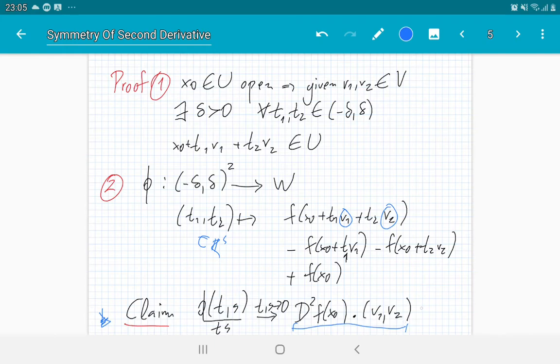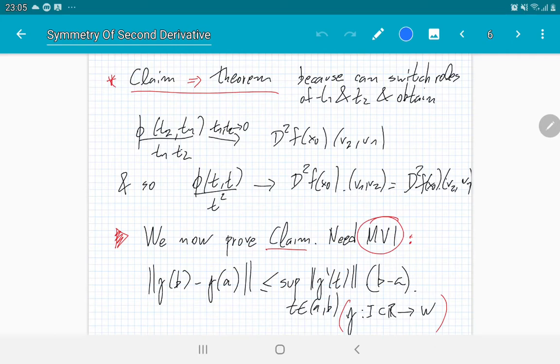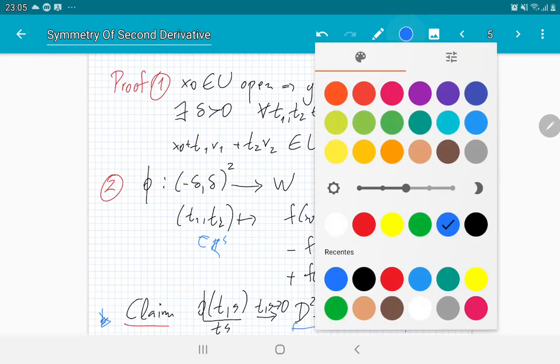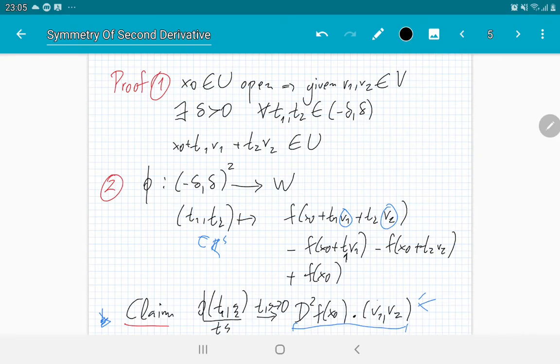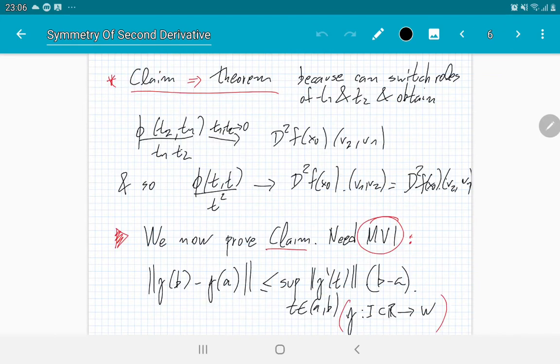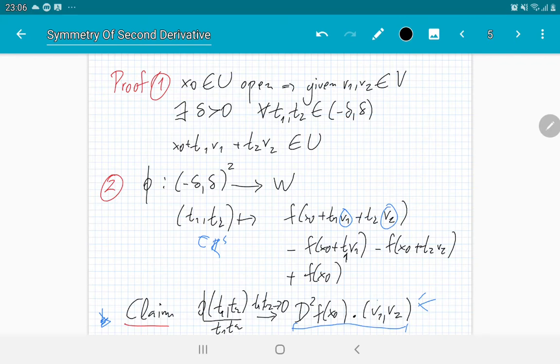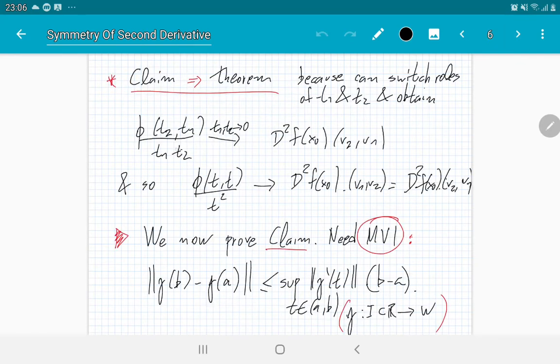Okay. But why do I want to prove this claim? Remember, I want to prove that the second derivative is symmetric, meaning that if I swap v1 and v2, I get the same value. Well, if I have the claim, then I have the symmetry, right? And let me call these t1 and t2, with t1, t2 going to 0. So if I switch t1 and t2, that's like swapping v1 and v2. So the limit of phi of t2, t1 divided by t1 t2, or t2 t1, is going to be the second derivative computed at v2, v1, right? So there's a swap here.